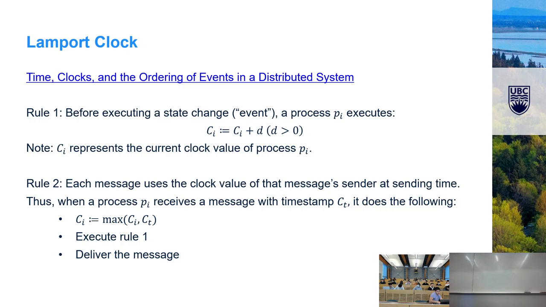Rule two says when I get a message, it's got a timestamp in it now, and I use either the timestamp of that message or my own timestamp, and then I go execute rule one. So I take the larger of the message timestamp and my own timestamp, and regardless of which one it is, then I bump it up. So my timestamp is now greater than either of those. Now I'm starting to get some ordering across the nodes. I've fast forwarded. And then I send the message.